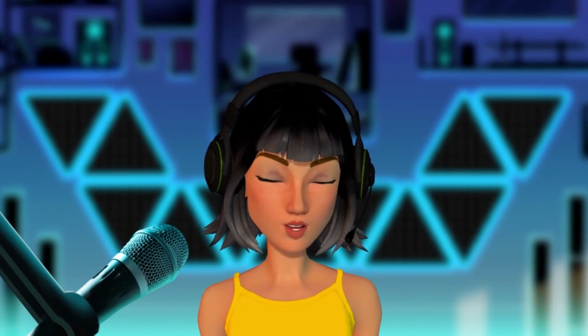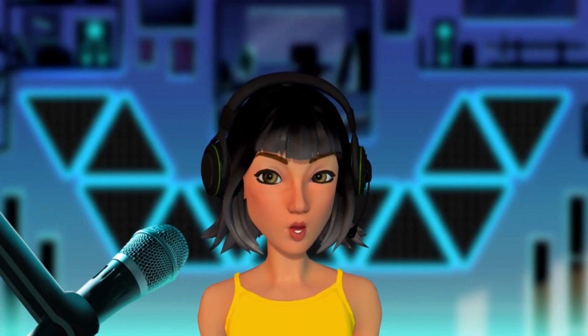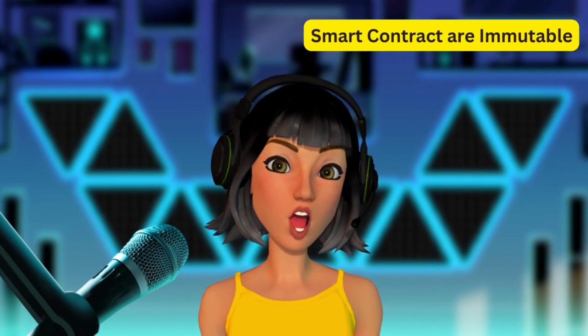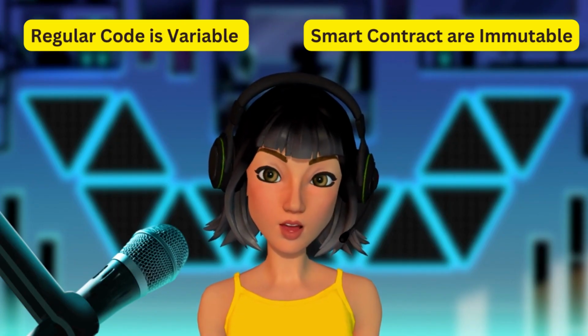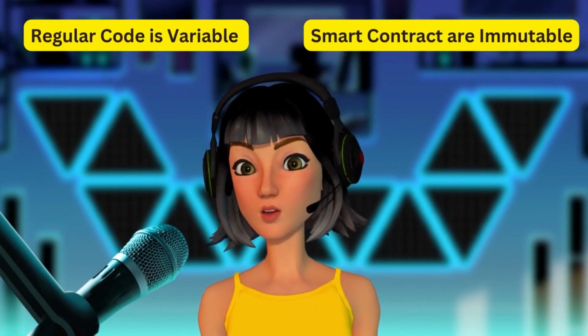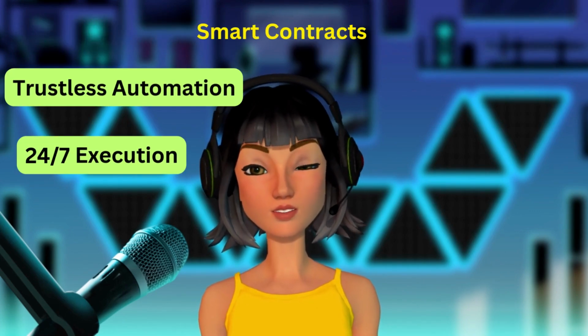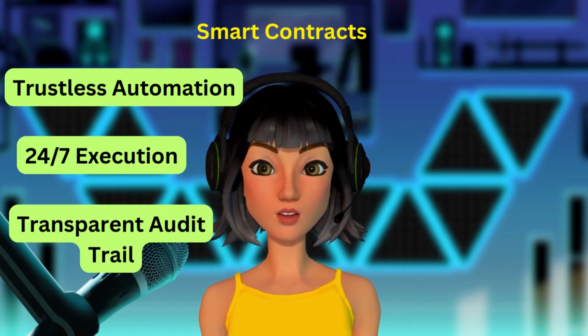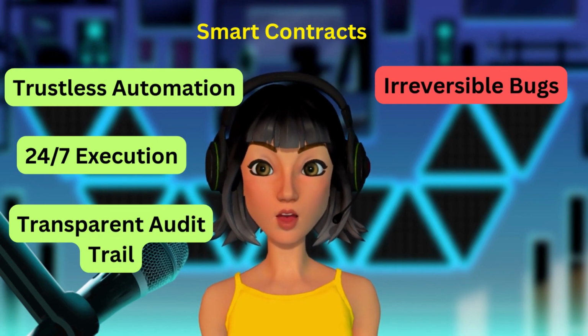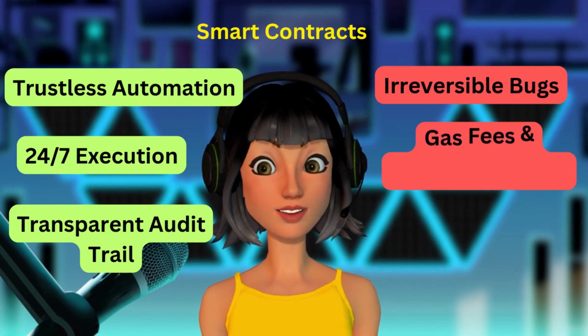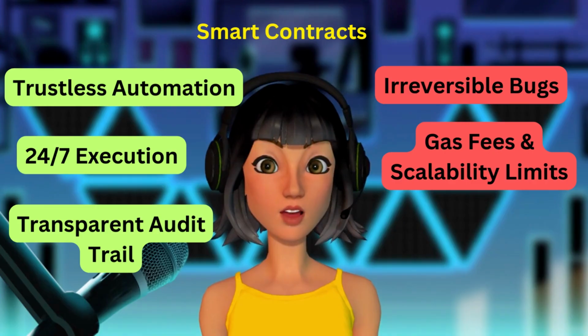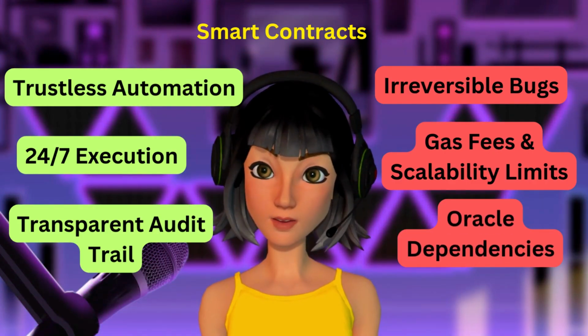However, it differs from regular code in the sense that once deployed on the blockchain, it cannot be changed, unlike regular code, which can be stopped and patched. This makes smart contracts bring trustless automation, 24/7 execution, and transparent audit trails, but also irreversible bugs which can lock funds, gas fees, and scalability limits. Oracle dependencies for off-chain data as well.